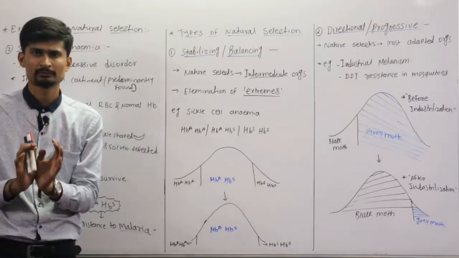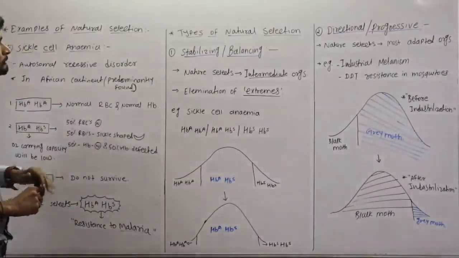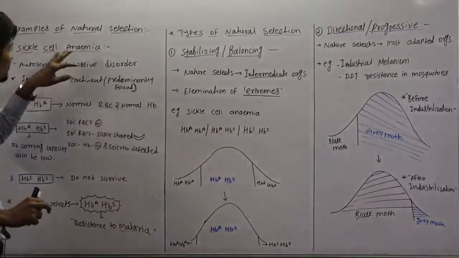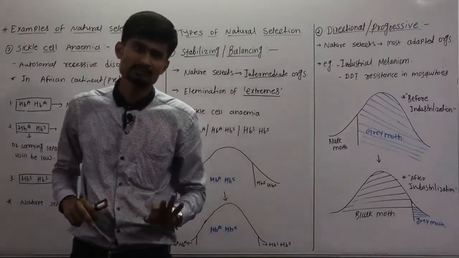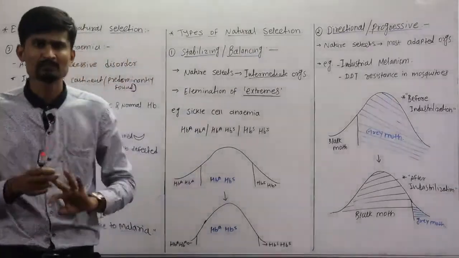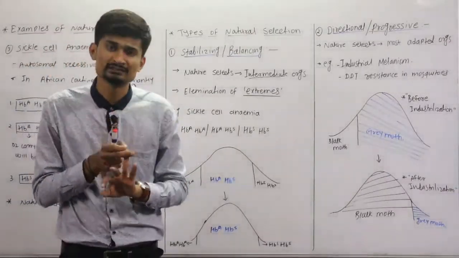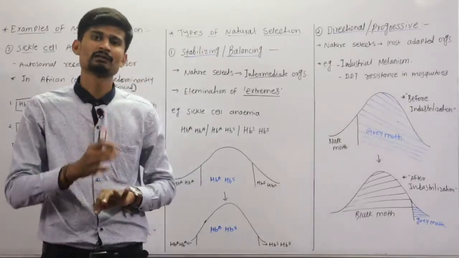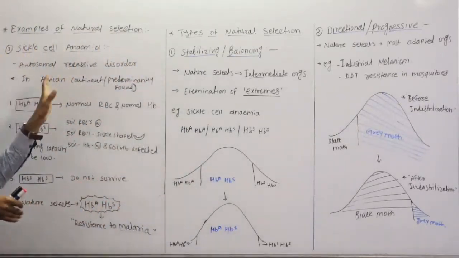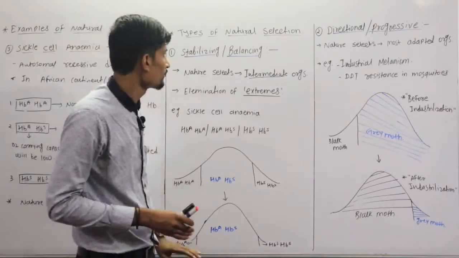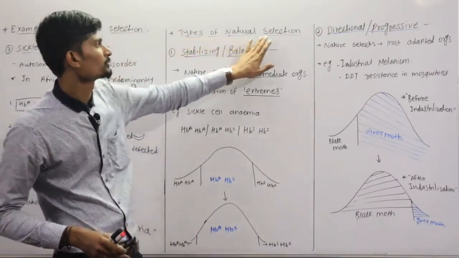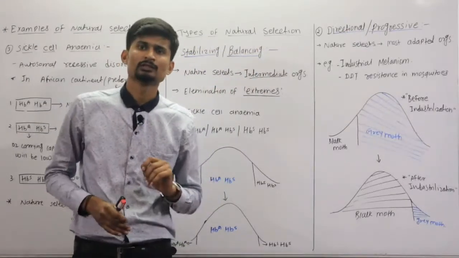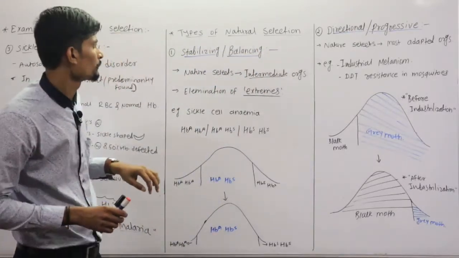Now, next topic. Here we completed the examples of natural selection. We have seen a total of 3 examples. First one is industrial melanism, second one is DDT resistance in mosquitoes, and third example is sickle cell anemia. Now the next topic is the types of natural selection. So we will see them one by one.